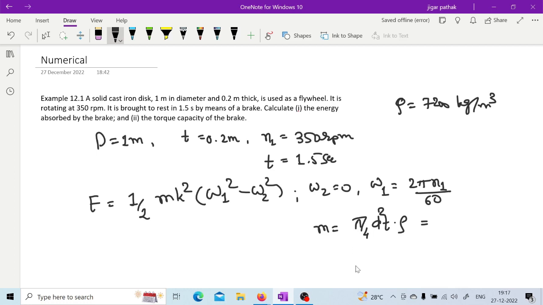For the solid disc, the radius of gyration is provided as d by root 8, so your k² will be d² by 8. Diameter is given as 1, so your k² will be 1/8 meter square. So can anybody tell what is the mass?